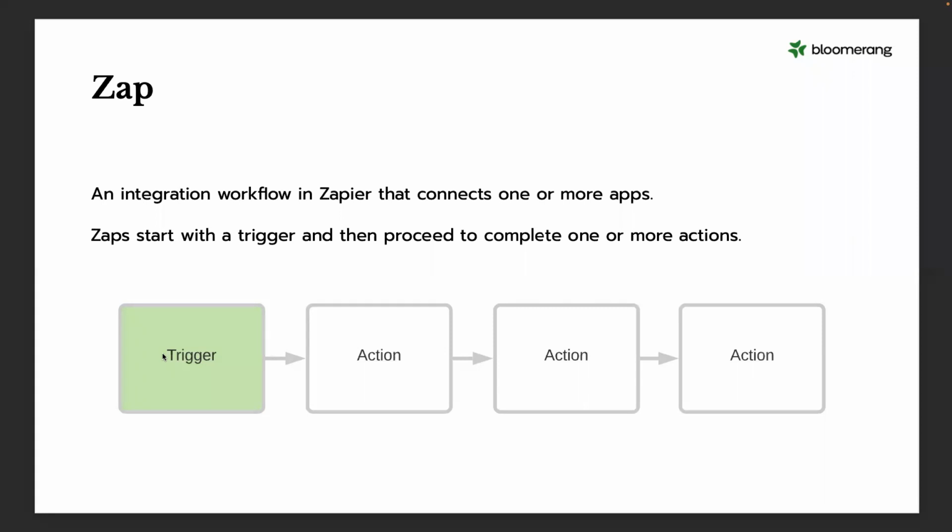So zaps can be simple, or they can be expanded to include multiple steps, multiple apps, conditional logic using filters and paths, or even some data transformation and formatting. Now, we're not going to dive into that expanded functionality I was just mentioning, but that will be covered in the 201 webinar coming up in 2 weeks.